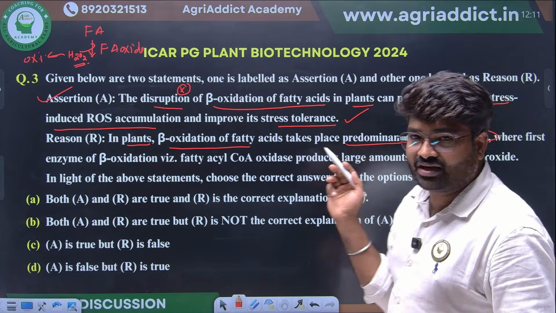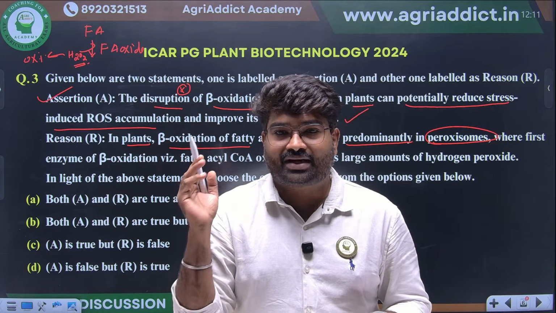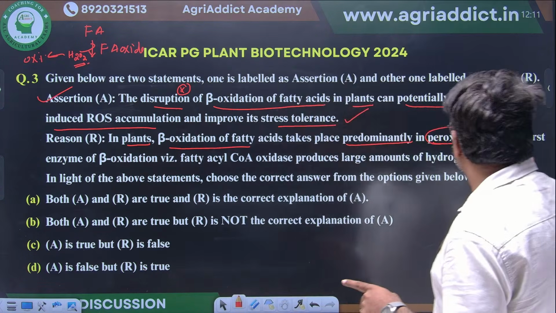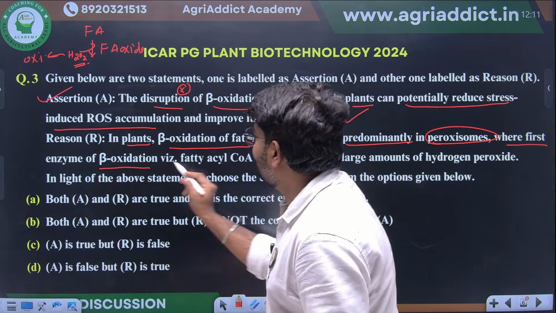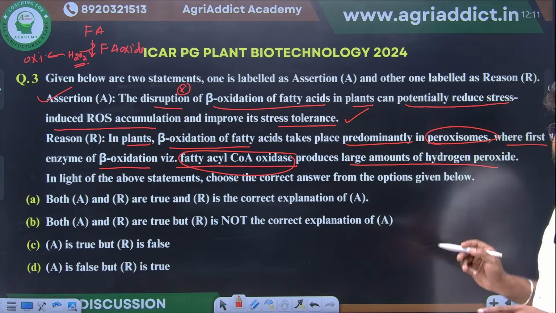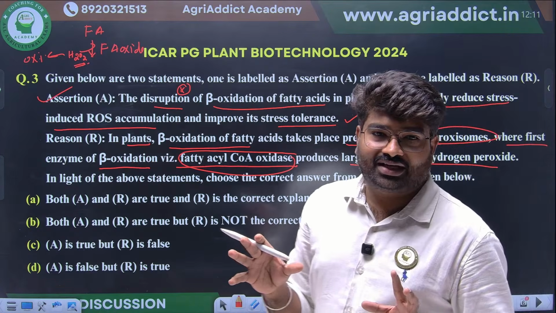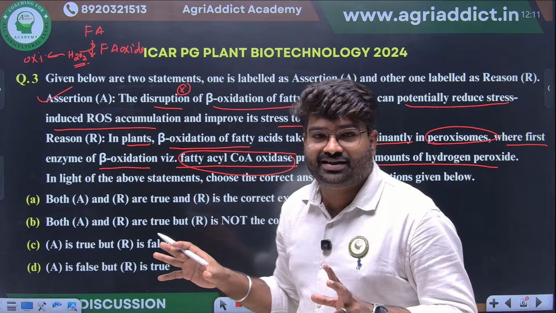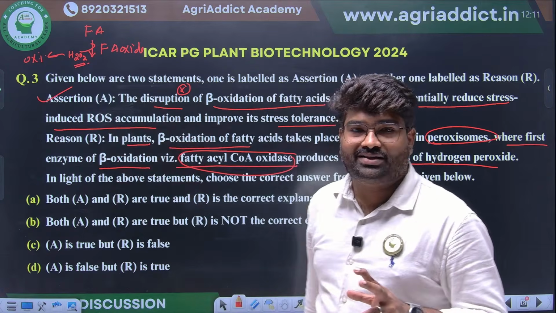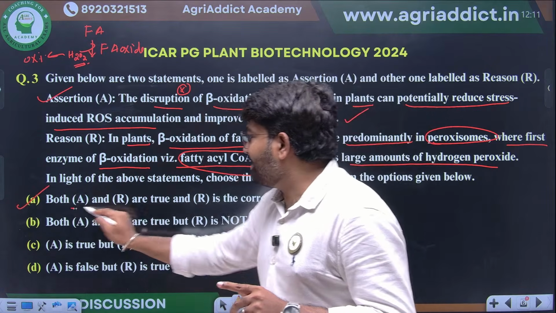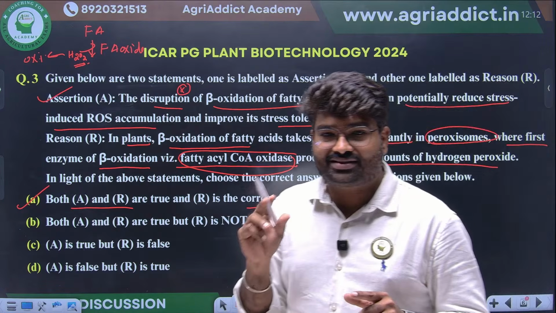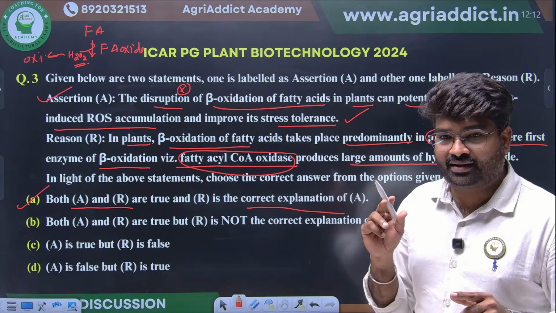This we already see in our classes. Peroxisome is the major site for beta oxidation, where the first enzyme for beta oxidation is fatty acyl-CoA oxidase that will produce a large amount of hydrogen peroxide. So both assertion and reason are correct, and the reason is the correct explanation for the assertion. This is clear, students? Clear?